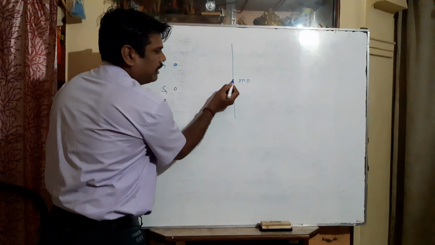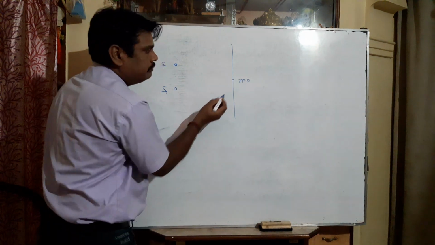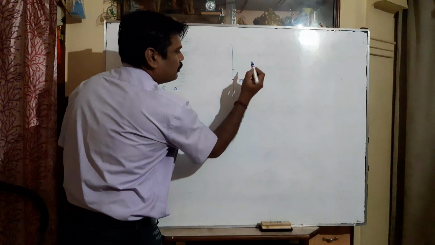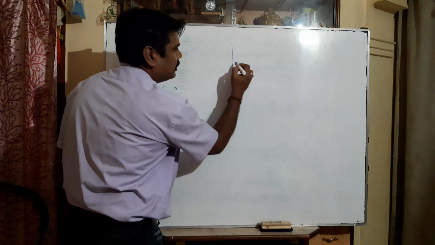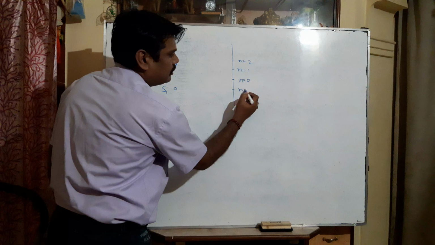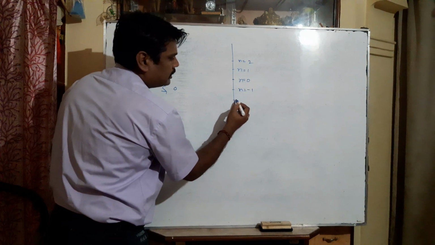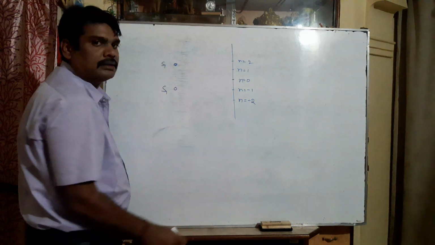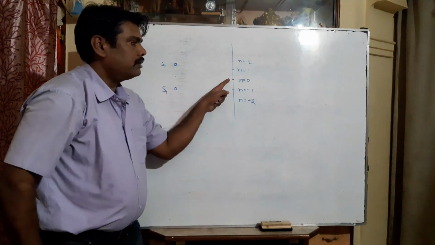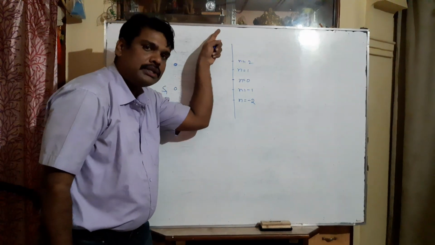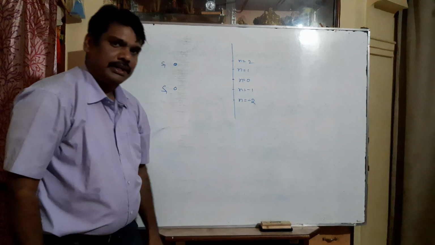Later on, the value of n increases from here upwards as a positive value, and downwards as a negative value. Let us consider this point is n equal to 1 and this point is n equal to 2, and here it is n equal to minus 1, here n equal to minus 2. So from the equidistant point, the value of n increases in positive value in the upward direction, and in negative value in the downward direction.